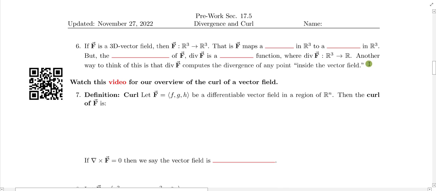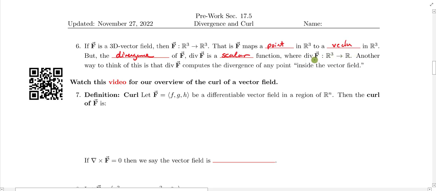So folks, the last thing I want to do is just make a statement about how this del operator works. If F is a 3D vector field, then the vector field itself takes points in R3 and maps them to vectors in R3. We've done that before. That is, F maps a point to a vector. But the divergence of F is a new function, and it's in fact a scalar function, where we think of taking points in R3, and we think of those points as living inside of our vector field. But we take points in R3, and we assign a number to them that corresponds to the divergence of the vector field at that point.